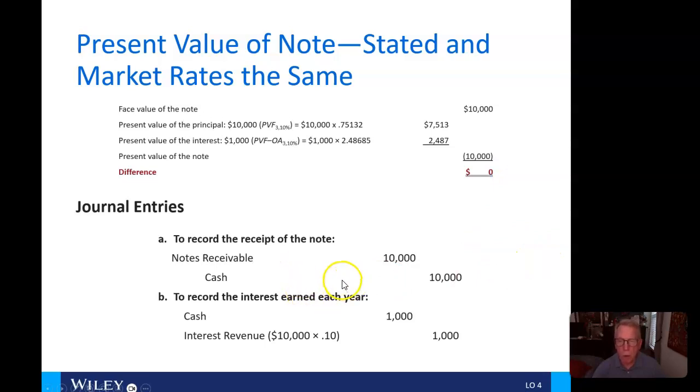So we record the receipt of the note by generating a note receivable for $10,000. We received cash for $10,000. Now, to record the interest earned each period, I'm going to debit cash for $1,000 because I'm earning that interest every year, and we will call that interest revenue on the income statement for $1,000.